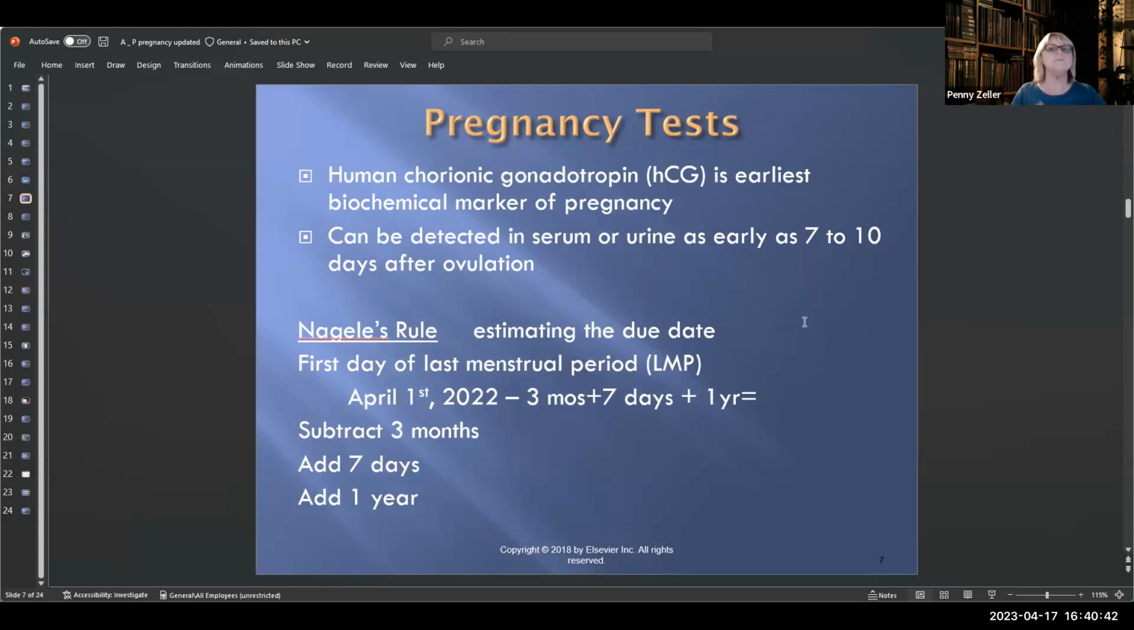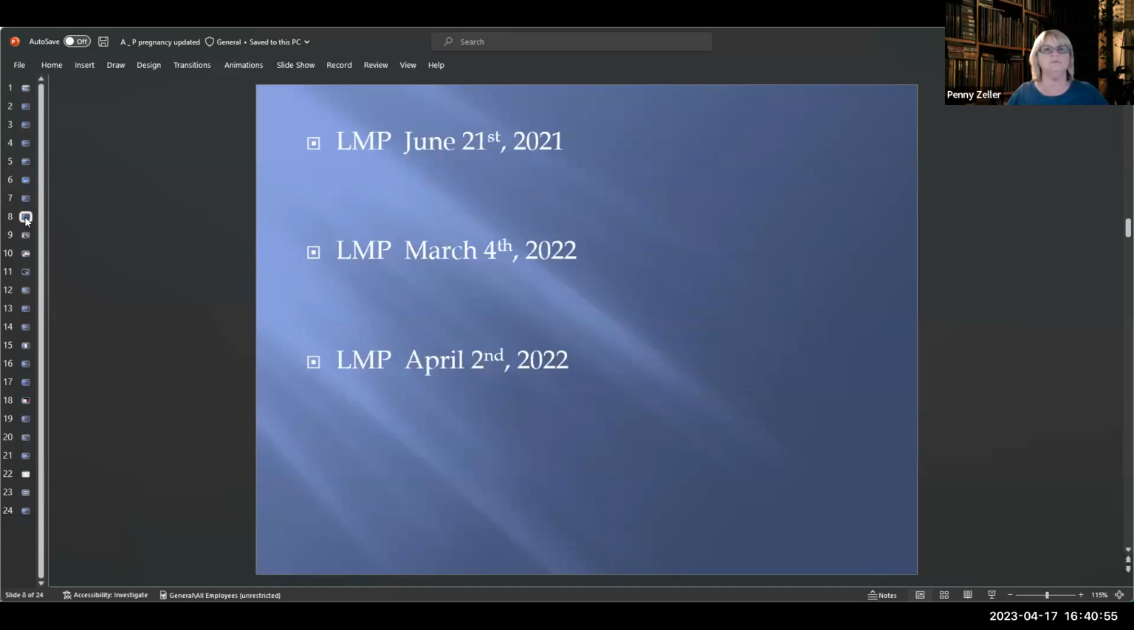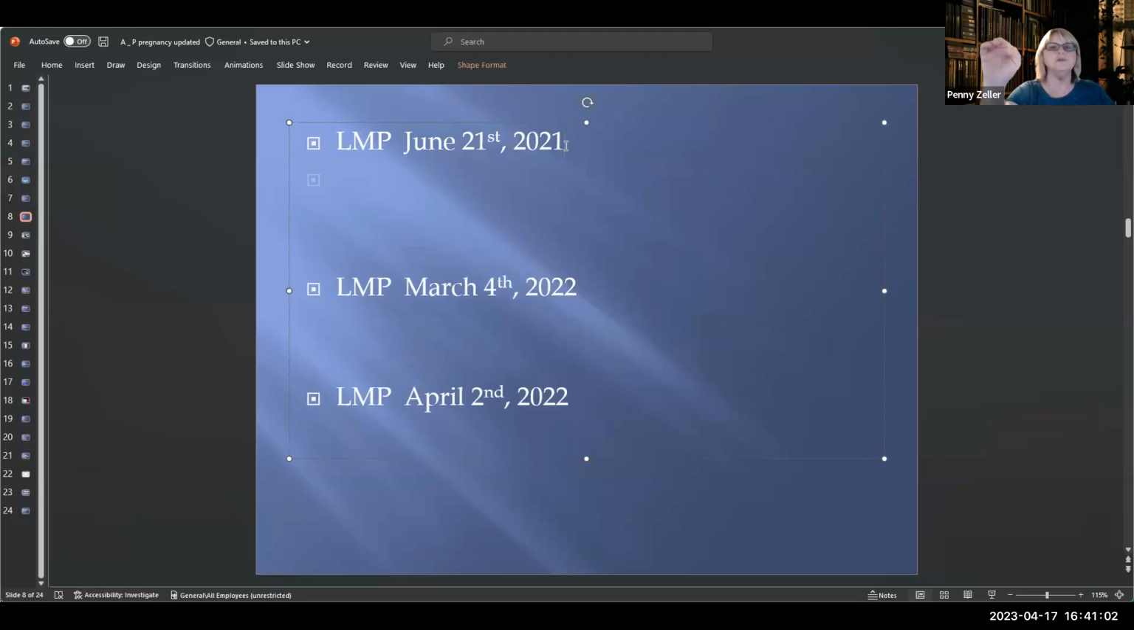And then Naegele's rule, estimating the due date. We're going to go back 3 months, add 7 days, and then a year. Anybody want to practice that? So if your client tells you that the first day of their last menstrual period was June 21st, the first step is to go back 3 months. So June would be May, April, March. So March, and then add 7 days, March 28th. And so it would be March 28th, 2022.